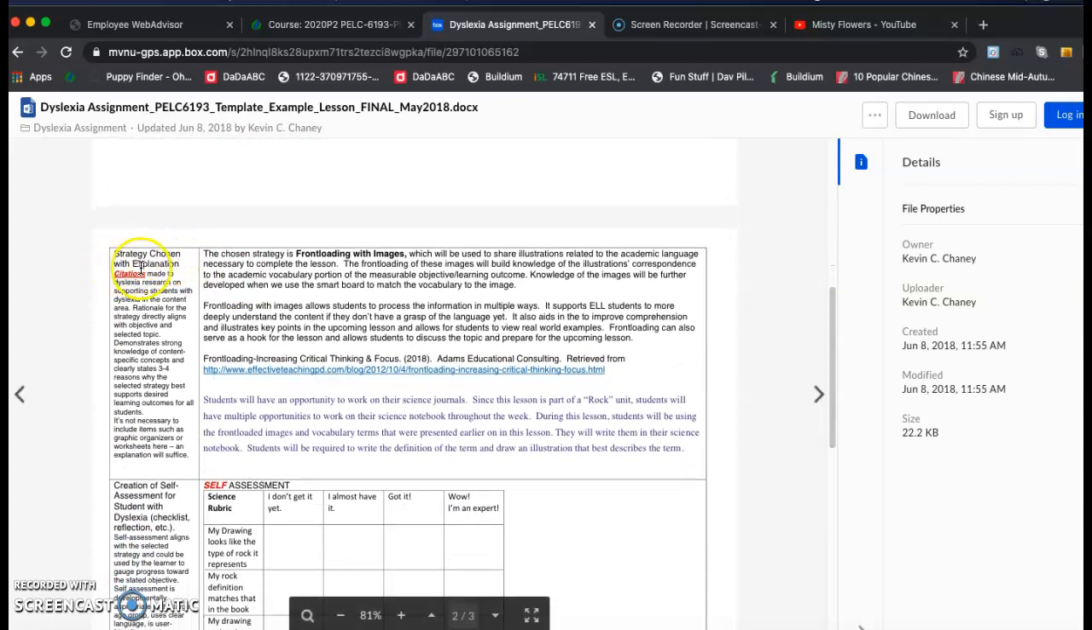Strategy chosen with explanation. Here is the rationale. The chosen strategy is front-loading with images, which will be used to share illustrations related to the academic language necessary to complete the lesson. The front-loading of these images will build knowledge of the illustrations' correspondence to the academic vocabulary portion of the measurable objective.